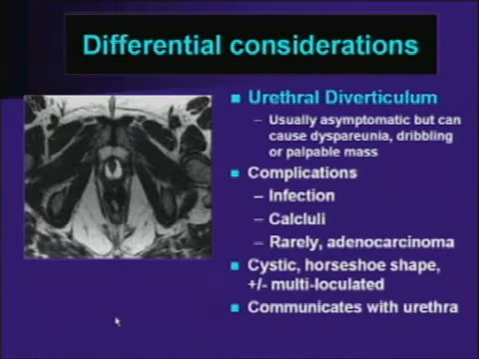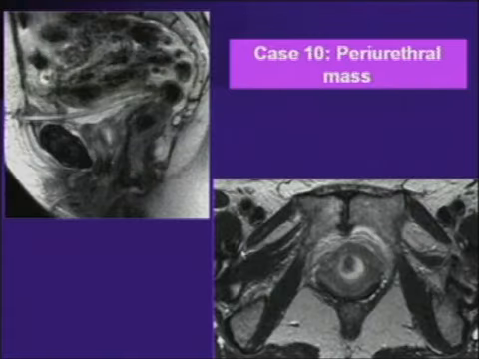The other differential included in this is a urethral diverticulum. They tend to be higher up. It can be low-lying. You try and see if there's any communication between the diverticulum and the urethra, but that's hard to see sometimes. They tend to have this horseshoe-shaped appearance here. And the dreaded complication, however, in these cases is stone formation and adenocarcinoma, so it's important to look for those things as well. Here's a more unusual case.